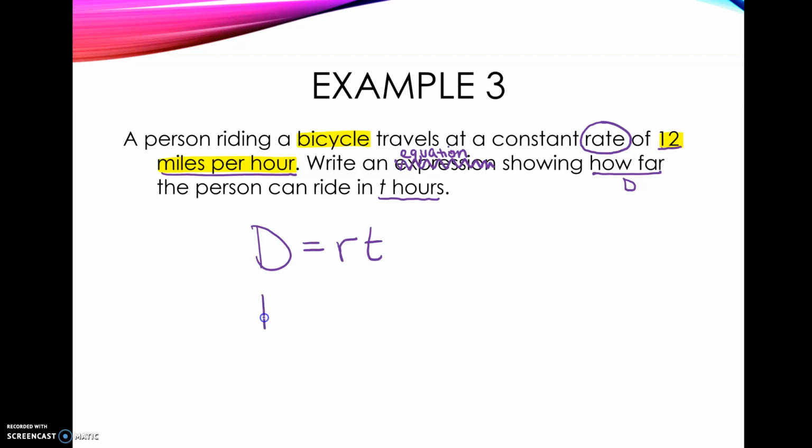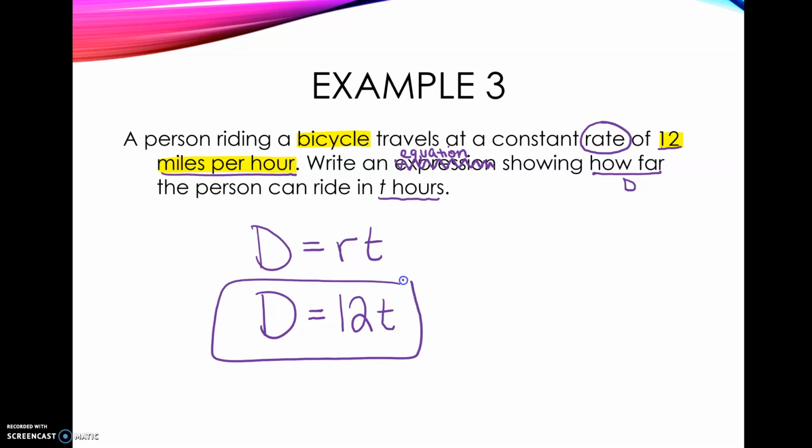How far the person can ride, that would be our distance. What is our rate? 12 miles per hour. And our time is T hours. D equals 12T. So now if I told you that they were going to ride their bike for 3 hours, you could figure out how far they would go.